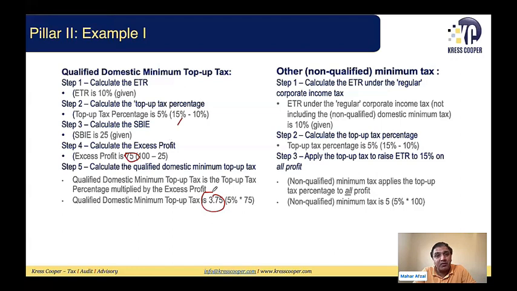And we know what the tools are to collect this tax. If we assume this 25 substance-based income is not there, then this 5% differential amount will be applicable on 100, and the result will be 5. They need to collect 5 and give it to the government.